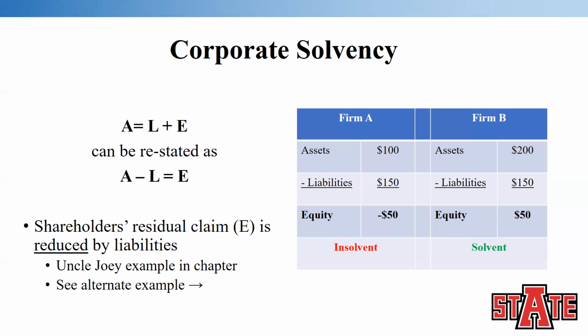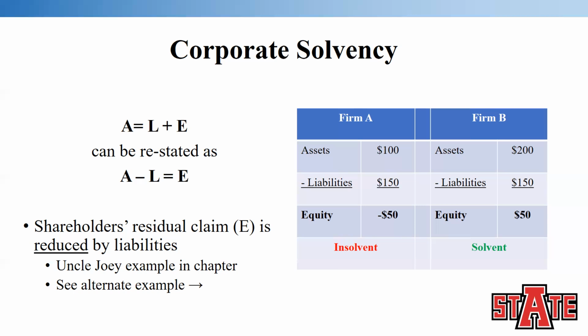Meaning equity holders, shareholders of the company, will lose everything they've invested in the firm. Firm B, on the other hand, has a much more manageable liability position. They have $150 million in liabilities, but their assets are $200 million. And so their shareholder equity is positive 50 million. And so that gives us a concrete example of insolvency versus solvency. Firm A is technically insolvent based on the balance sheet because its assets, if they were all liquidated, would be insufficient to cover its liabilities. Firm B, however, is solvent.